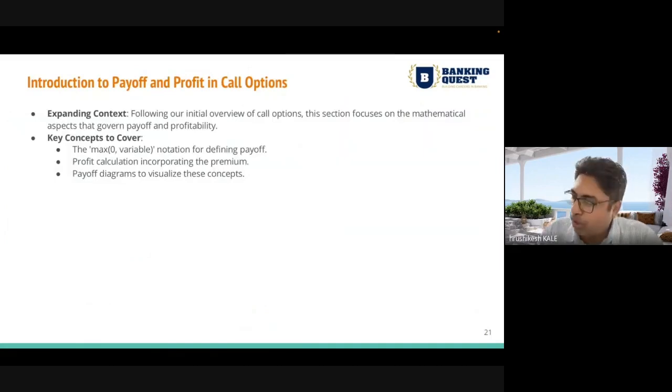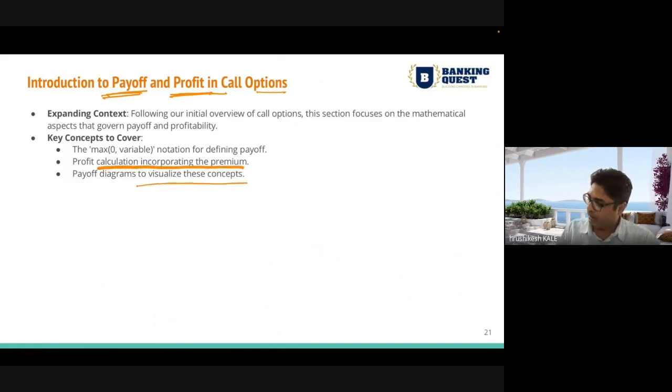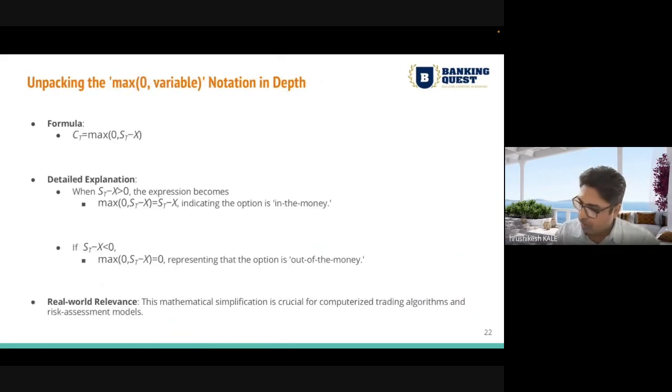Introduction to payoff and profit in a call option. So always remember, payoff doesn't consider premiums. Profit considers premium. Profit calculation incorporates the premium. Payoff diagram to visualize the concept. Okay, that's easy.